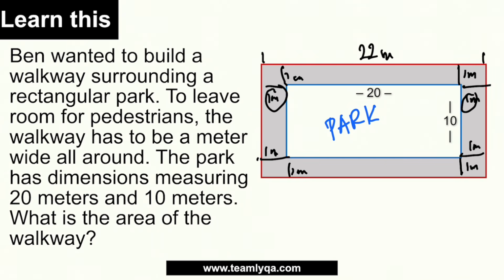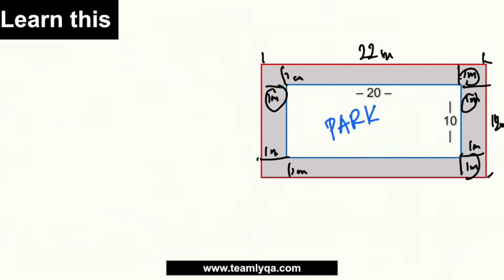Yun dito sa side na ito, hindi na siya 10 lang. Ito lang yung 10 eh. Meron kang additional na 1 meter dito, 1 meter doon. So, ito ang dimension niya ngayon would be 12 meters. So, in order for me to solve this, ang kailangan kong gawin would be to find yung area nung mas malaking rectangle. Okay? And then, ibabawas ko sa kanya yung area nung mas maliit na rectangle, which is yung blue rectangle ng park, para lumabas ngayon yung area of the shaded region.